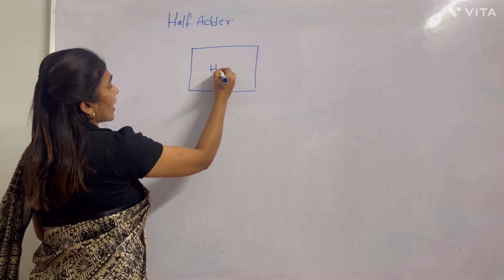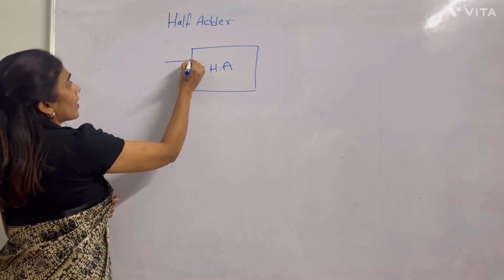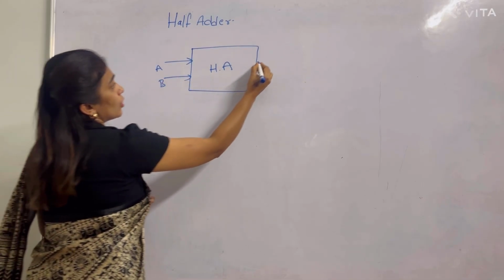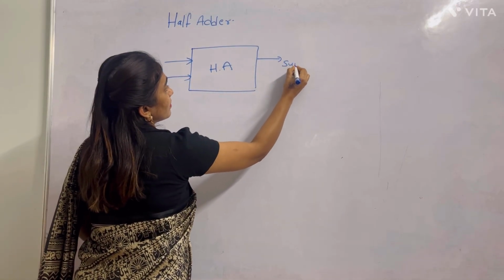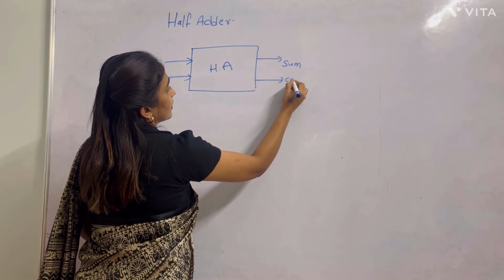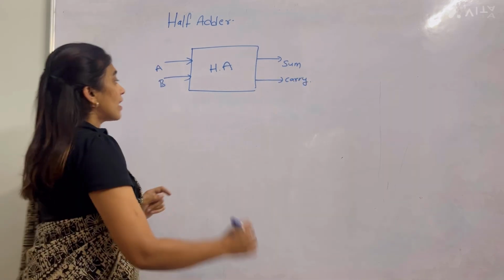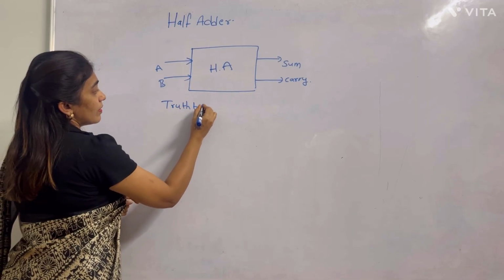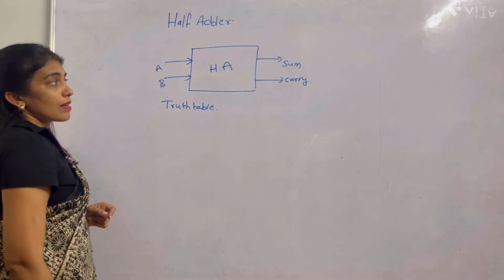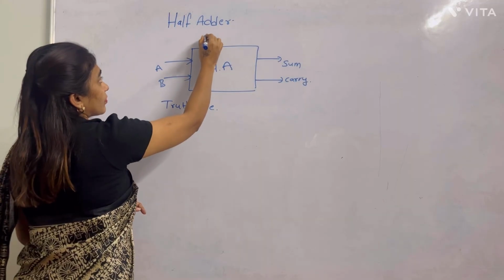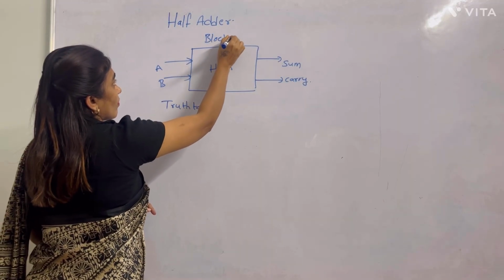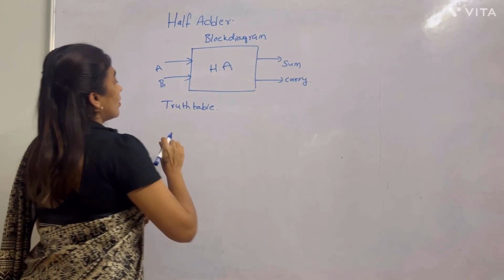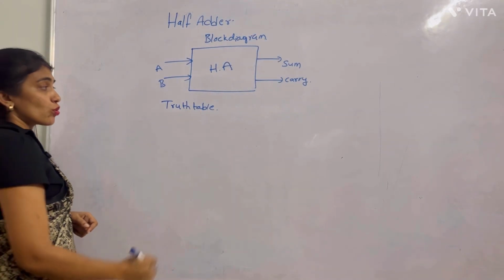This is the block diagram for the half adder. A half adder has two inputs, A and B, and two outputs, sum and carry. Let's take the truth table first. First step is the block diagram. Second step is the truth table.